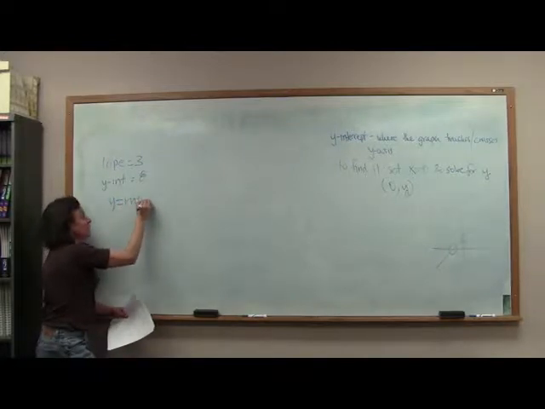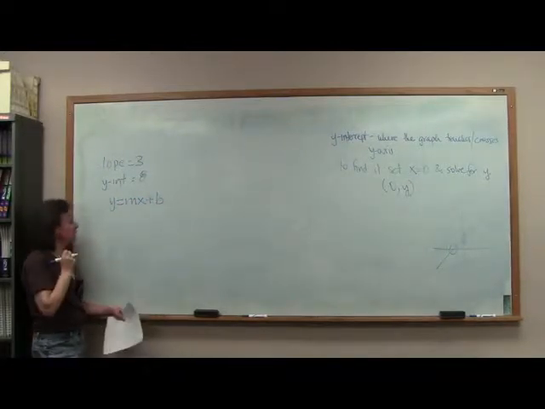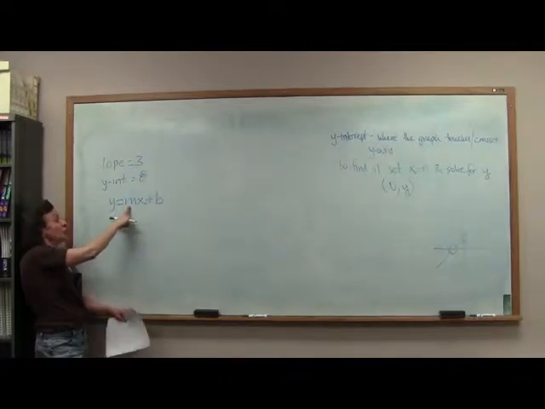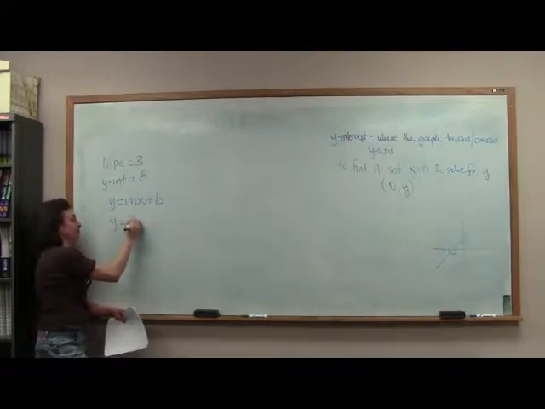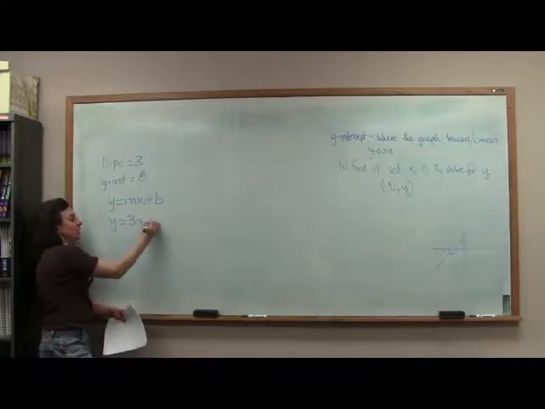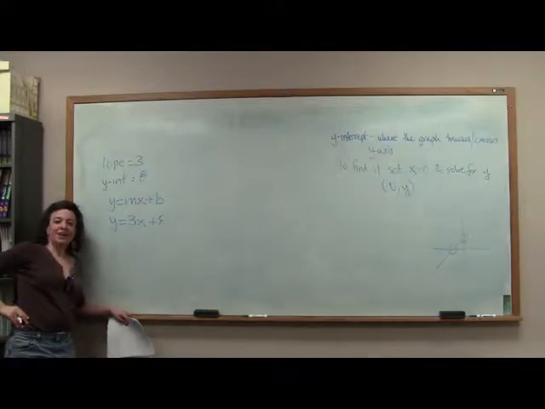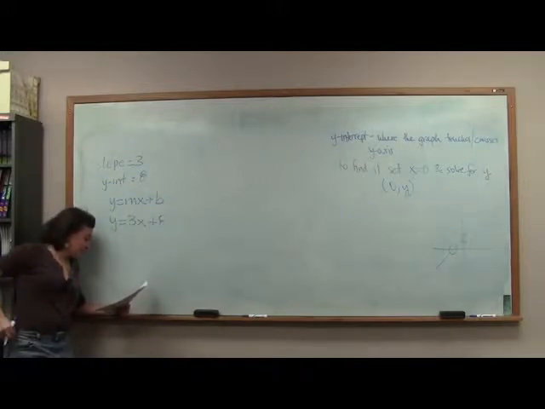Remember, when a line is written in the form y equals mx plus b, what is your m? Your slope. Oh, cool, we're given that. And b is your y-intercept. Done. This is as nice as it can get. Okay, let's get something a little more involved.